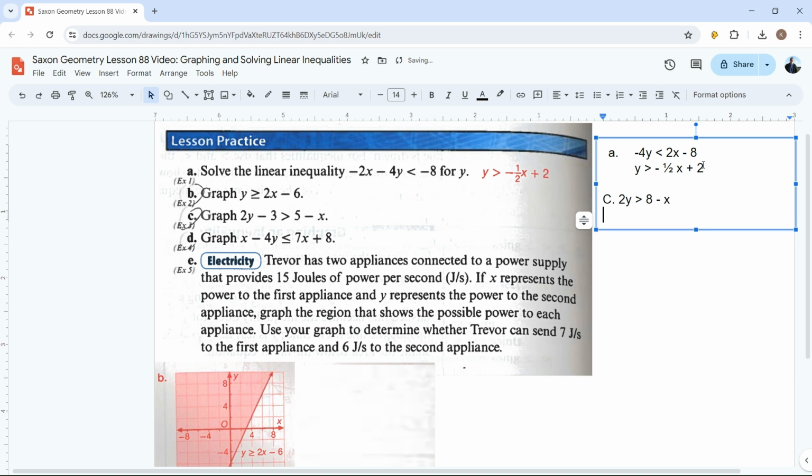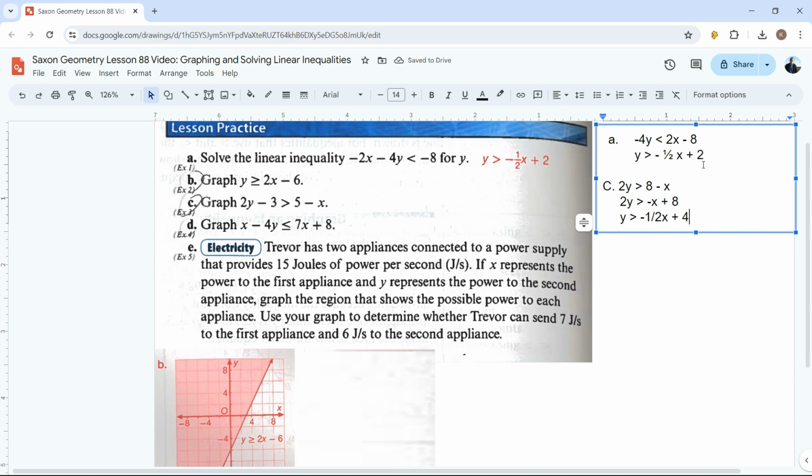Okay, I'm just going to rewrite this, but I'm going to move x to the other side of the 8. So it's going to be negative x plus 8. And then I'm going to divide both sides by 2. Y is greater than negative 1 half x plus 4.